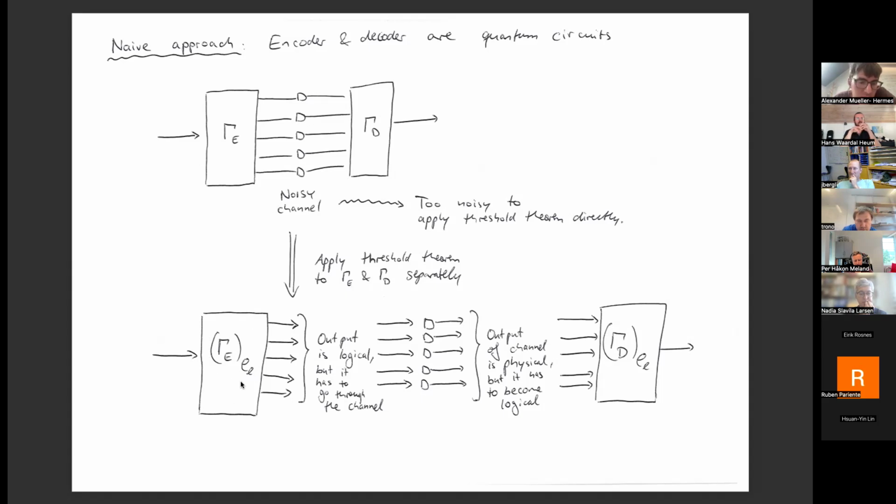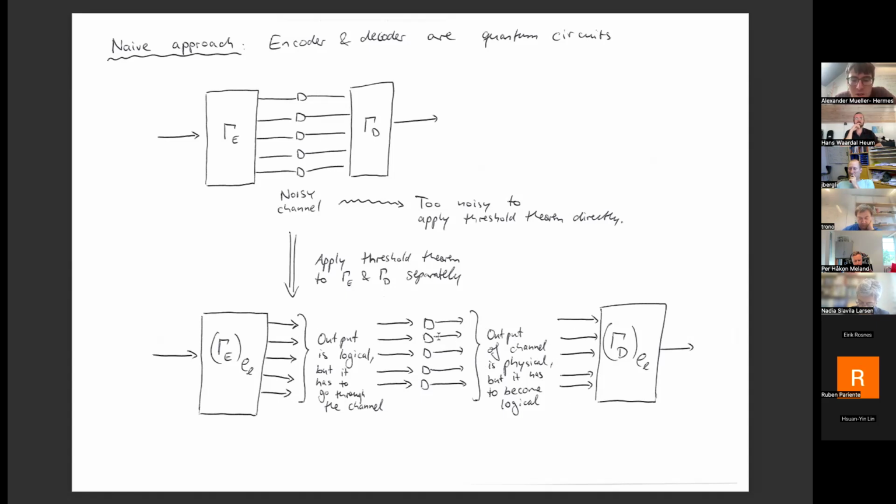So this now leads to an immediate problem: the output of the encoder is logical, right? It's in the logical space of your circuit level code. But this has to go through the quantum channel. So you want to send these systems through the quantum channel, and the quantum channel will make something physical, right? But this has to then be put into the logical space of another code. So there's a mismatch here.